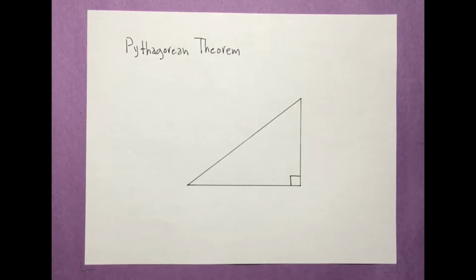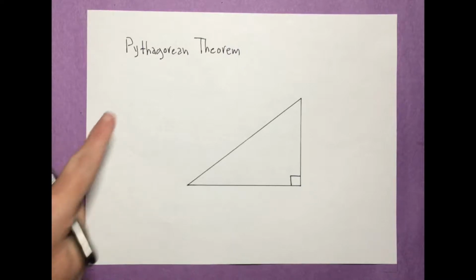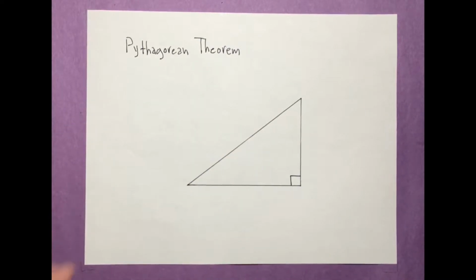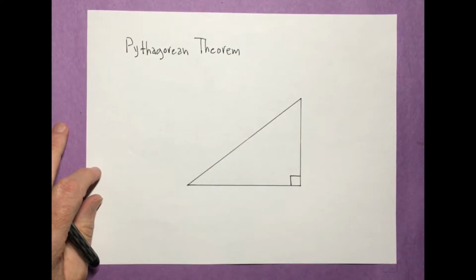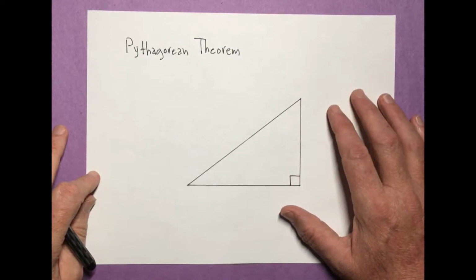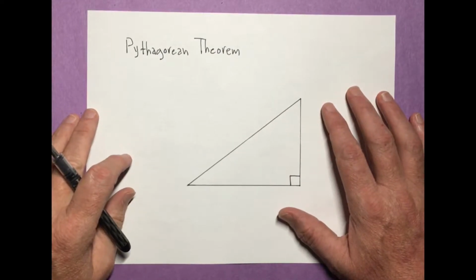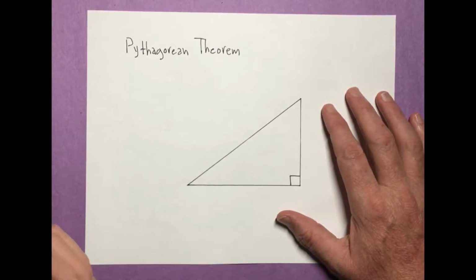Lesson 99, the Pythagorean Theorem. Now, the Pythagorean Theorem was the brainchild of a Greek mathematician named Pythagoras, or as my Hungarian grandfather used to say, Pythagoras. You must learn your Pythagoras.